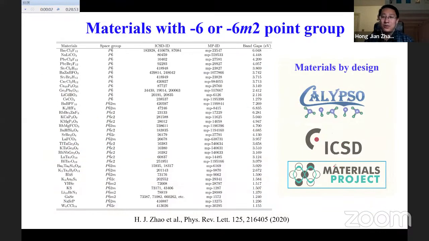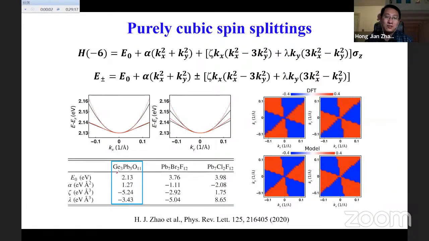And we employ the Materials Project. So we search for the materials with -6 and -6m2 point groups. And the ICSD indicates that these materials have been experimentally synthesized. And we have a sequence of candidate materials. Among them, we select three representative cases. The first one is the GaPO case, and then the PbBF and the PCF cases.